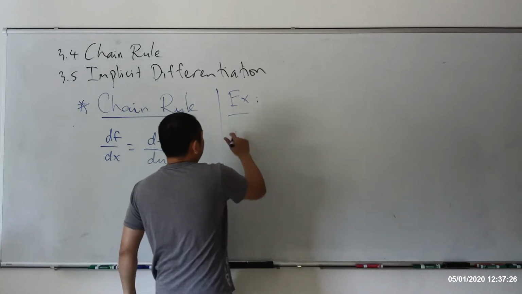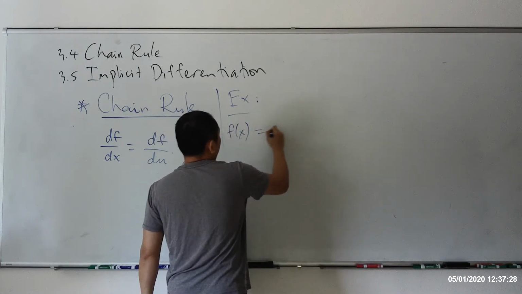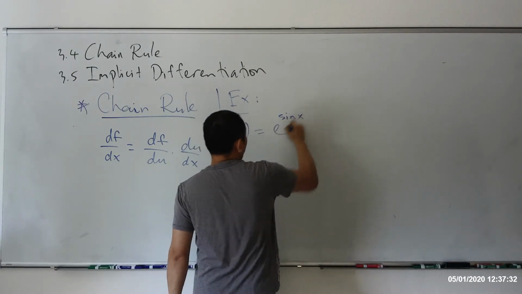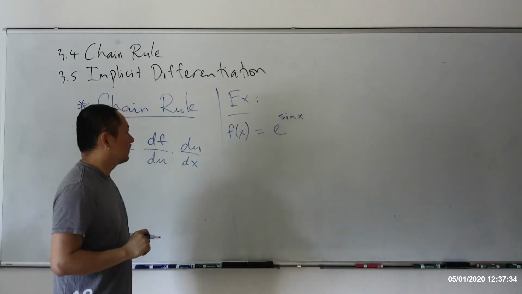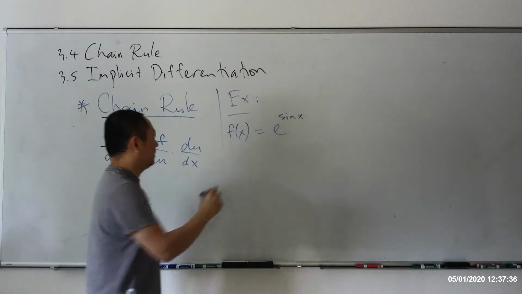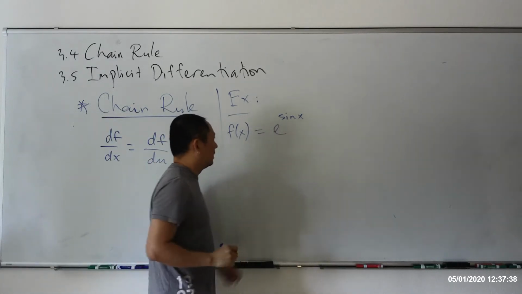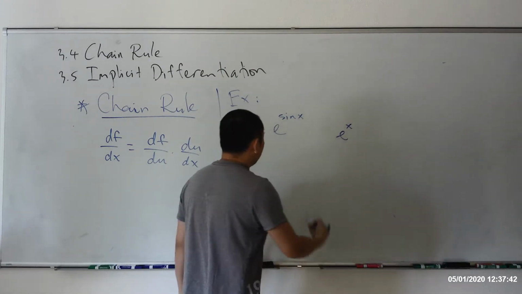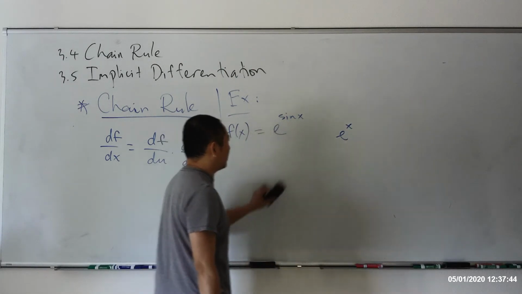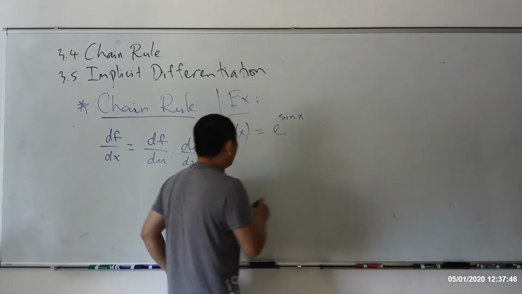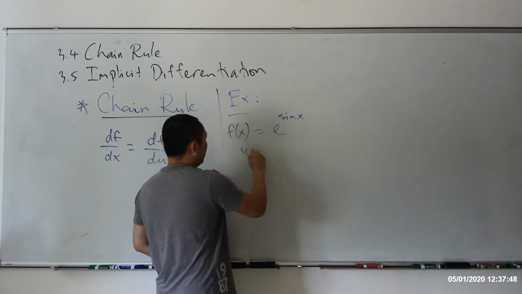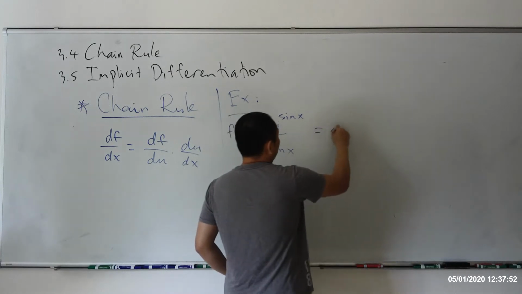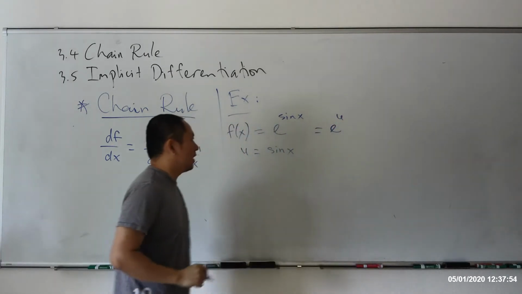So, say I got this. F of x equal to e to the sine x. Okay, this is my e to the sine x. And if you know that you have e to the x, the derivative of e to the x is just e to the x. But our problem is not that simple. You don't have e to the x, you have e to the sine x. So I have to simplify. I let u equal to sine x. So my problem becomes e to the u. I'm going to use the chain rule.